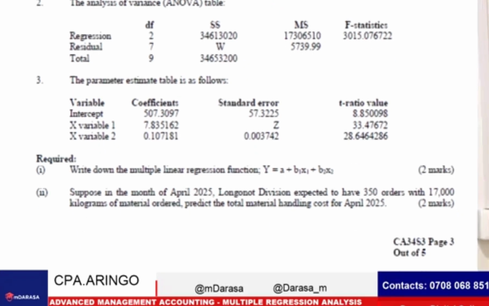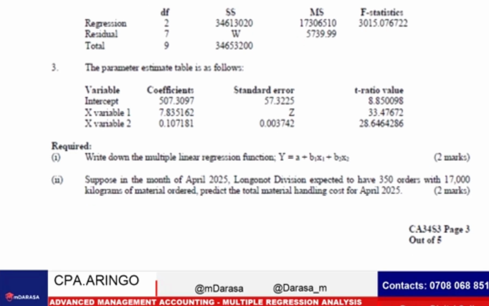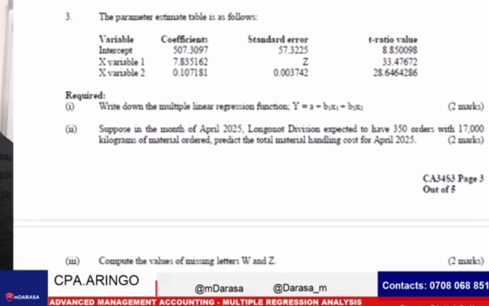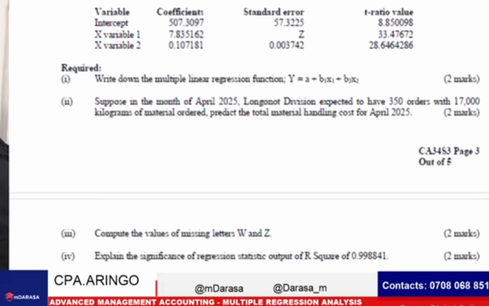You're given the variable, coefficient, standard error, and T ratio value, with X variable 1 and X variable 2. Look at this case. The examiner wants us, number one, to write down the multiple linear regression function, y = a + b1x1 + b2x2. Supposing in the month of April 2025, Longonot division expects 350 orders with 17,000 kgs of materials ordered, predict the total material handling cost for April 2025.